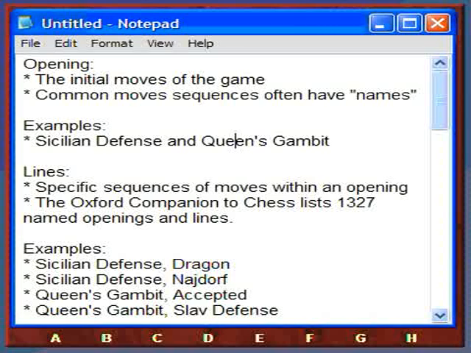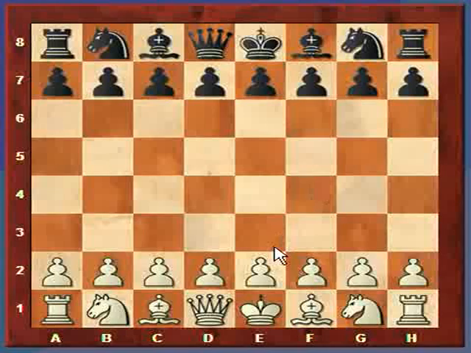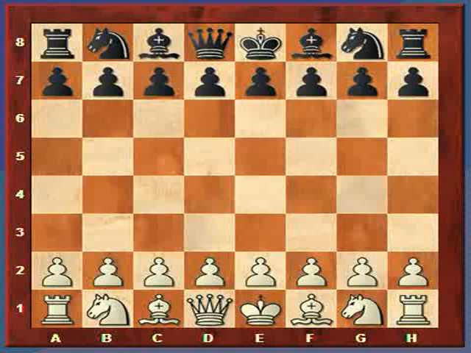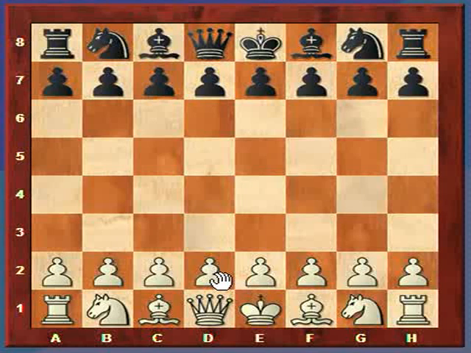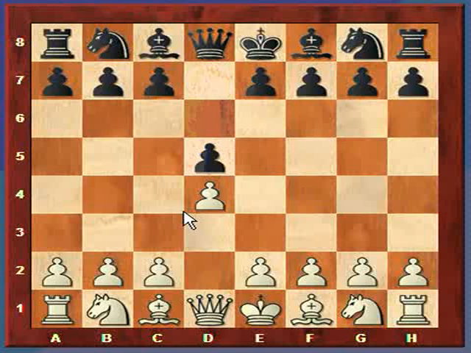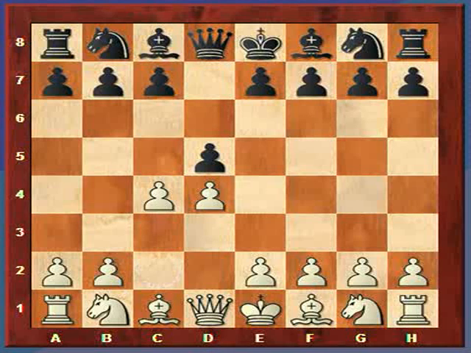Okay. So, for example, the Sicilian defense, which I'll cover in more detail, is just e4, then Black plays c5, and this is the Sicilian defense. So that's just a name for those two moves. By contrast, the Queen's Gambit is just d4, d5, and then c4. If you play those three moves, that's called the Queen's Gambit.